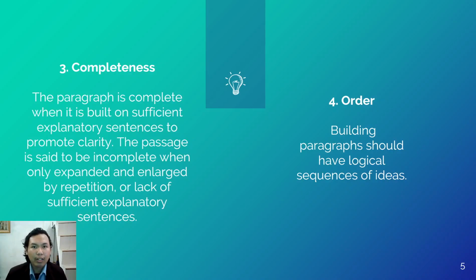The third one is completeness. The paragraph is complete when it is built on sufficient explanatory sentences to promote clarity. The passage is said to be incomplete when only expanded and enlarged by repetition. So you keep repeating the same topic or the same explanatory sentences, or it is called a lack of sufficient explanatory sentences. And the next is order or sequence. Building paragraphs should have logical sequences of ideas, so it makes sense.